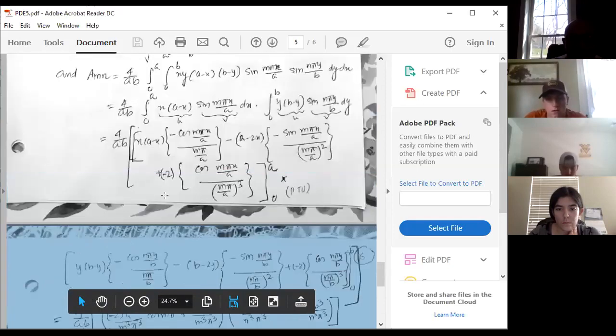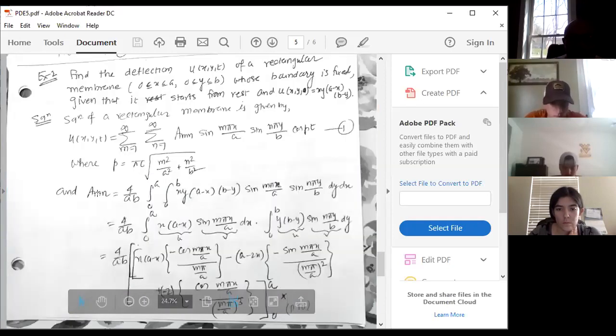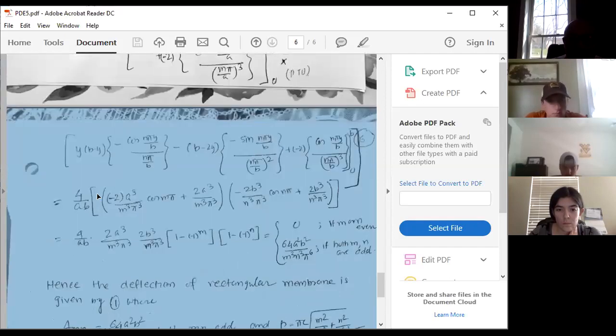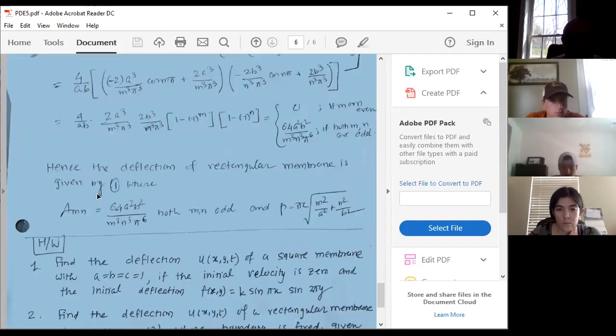So I fixed my AMN. AMN is fixed, and hence the deflection of the rectangular membrane given by 1 is AMN 64 a square b square, this one, and p equal to pi c m square by a square, because a and b are as it is, a square b square, and this one. So that's it.